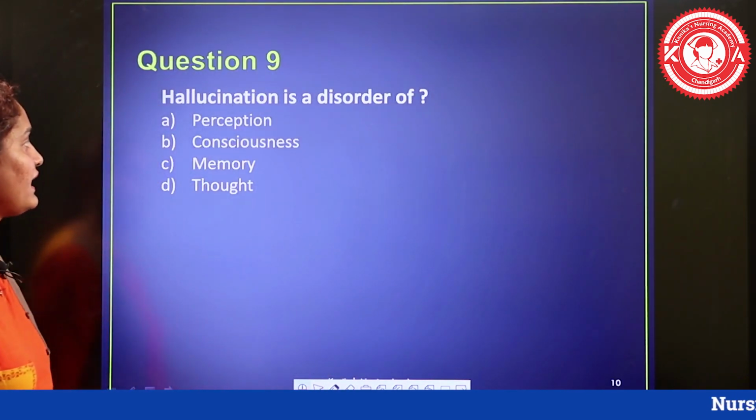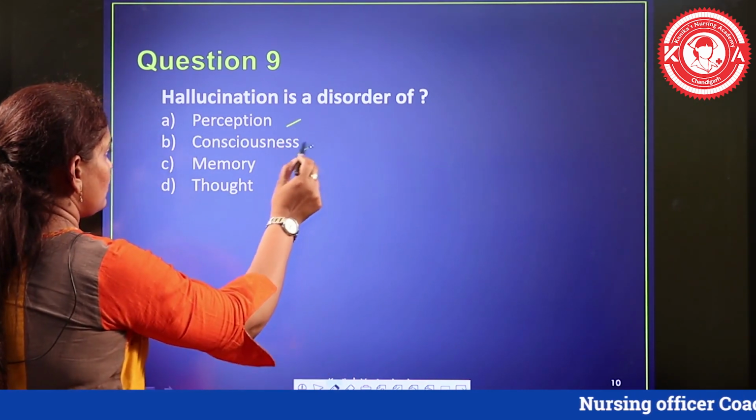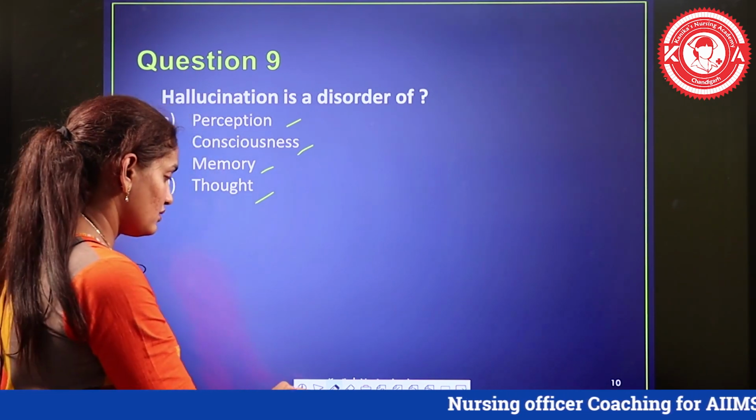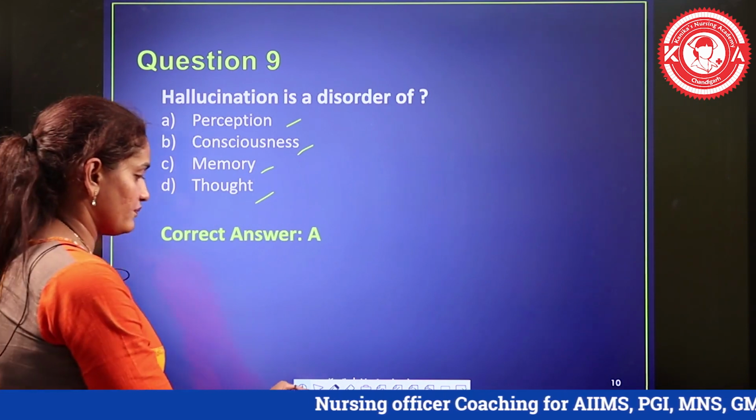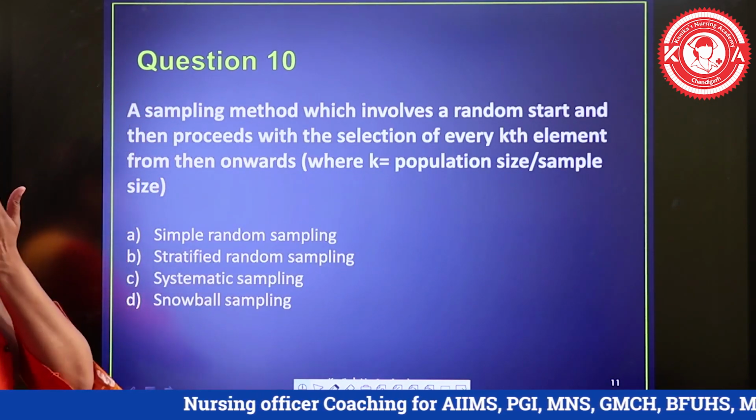Next is question number 9. Hallucination is a disorder of perception, consciousness, memory, or thought. It is an easy question to answer because hallucination, we know, is a disorder of perception. Next is question number 10.